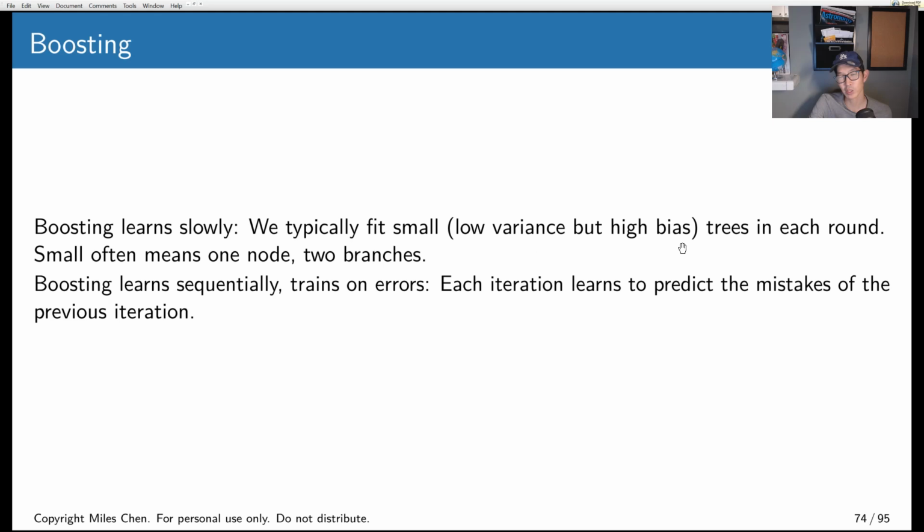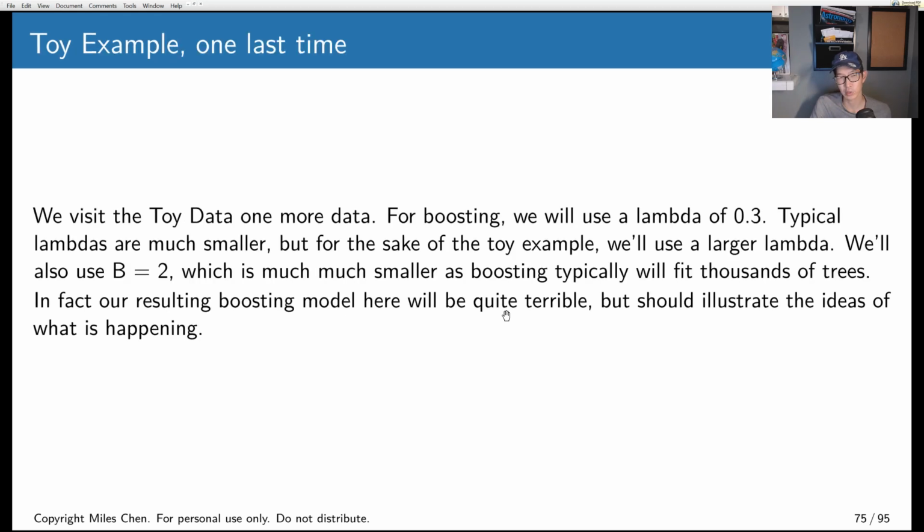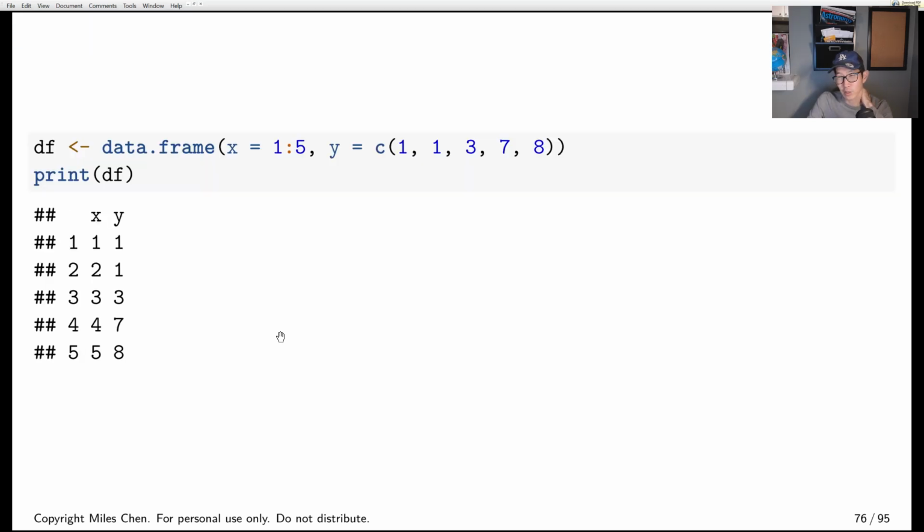So here we fit small trees. We sometimes call them stumps: low variance, high bias trees. Just 1 node, 2 branches, and then we train on the errors. After we make the prediction, we update our residuals. For this toy example, I'll use a lambda learning rate of 30%. Normally the learning rate is like 1% or something really small. And here I'm going to fit just a couple of trees, whereas normally in boosting you fit thousands of these trees. But hopefully this will still illustrate what's happening.